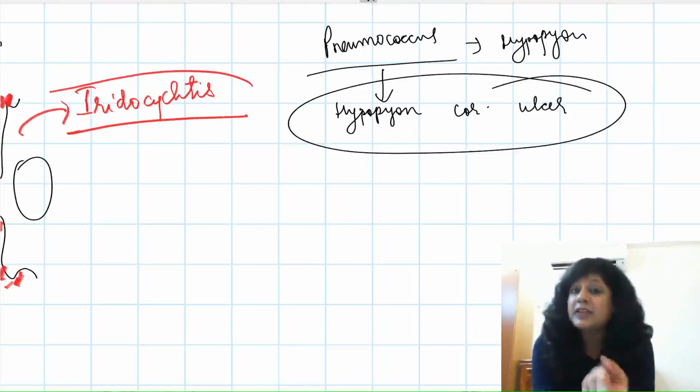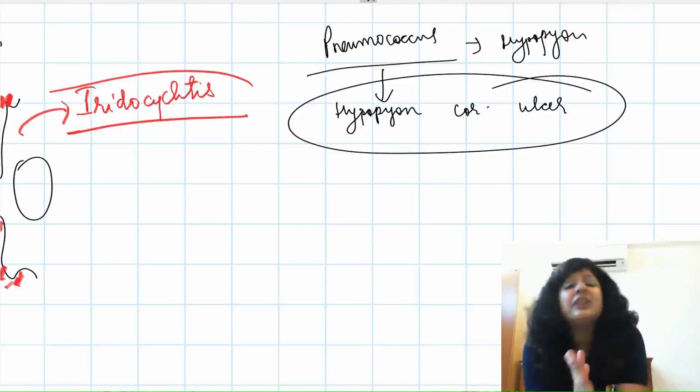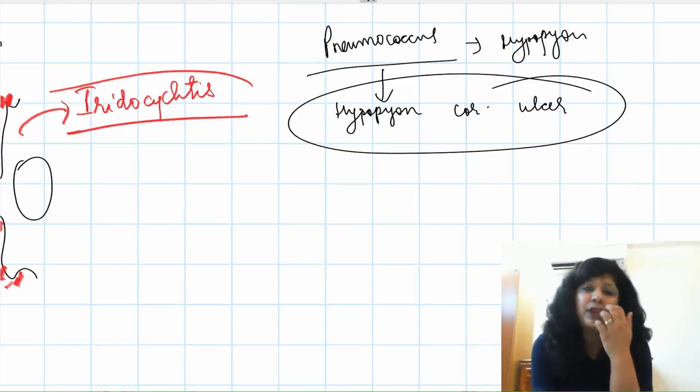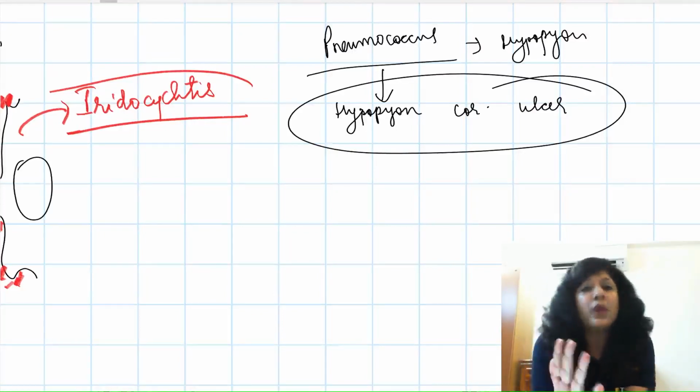Now, other bacteria can also produce hypopion. Then I will say it is a corneal ulcer with hypopion. What is the difference? There is no such difference, but the only difference is that it always produces hypopion, and that is why to give it a separate name, we call it hypopion corneal ulcer.